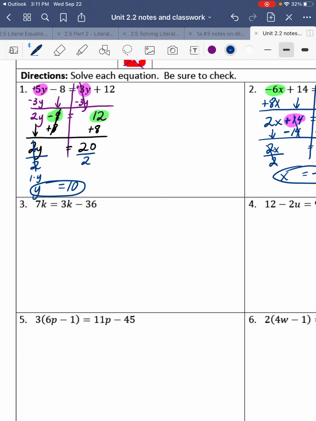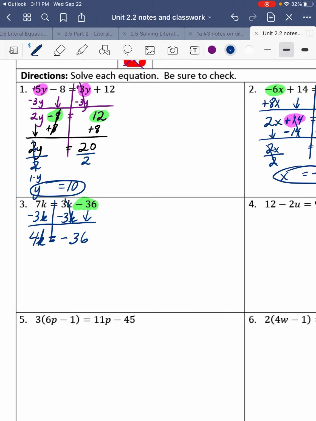Moving on. So again, we don't have like terms on the same side of the equal sign, but we have like terms on opposite sides. So we have 3k and 7k, so I'm going to subtract 3k. Move your variable terms to the opposite side of the constant term. So 7k minus 3k is 4k equals, and don't forget the sign next to the number. The sign always comes with it. So negative 36 will come down. So you have 4k equals negative 36.